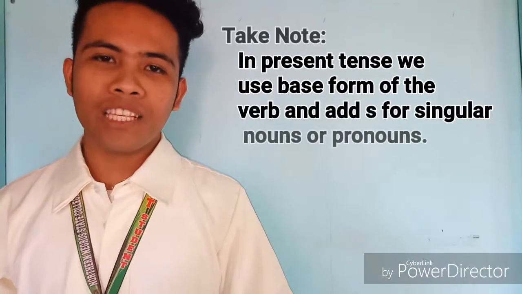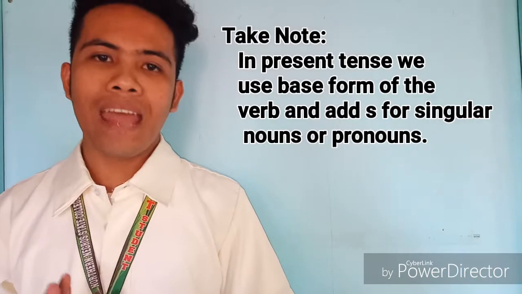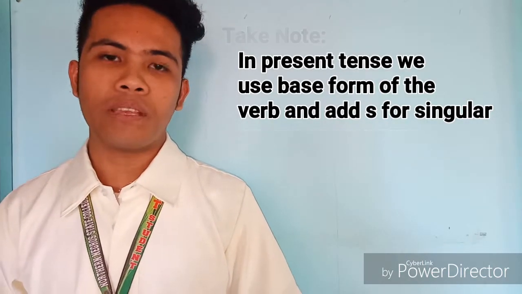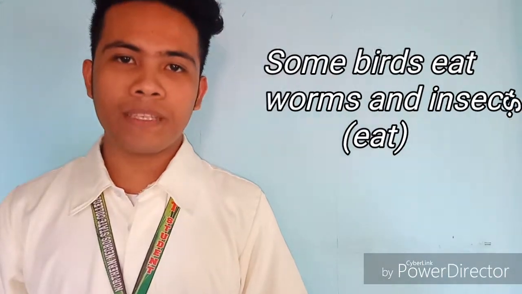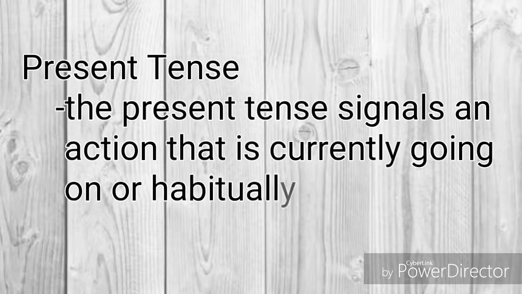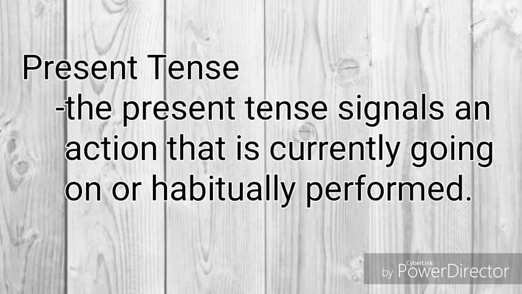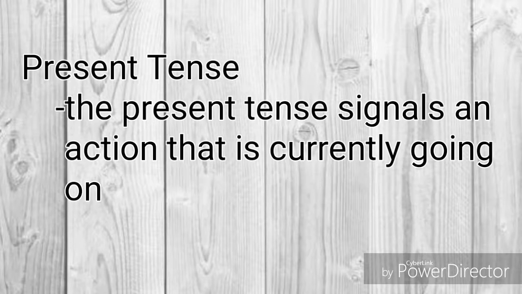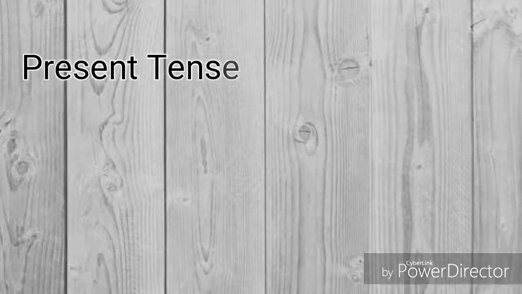Take note, in present tense, we use base form of the verb and add s for singular nouns or pronouns. Example for singular noun, he swims every day. In plural, some birds eat worms and insects. Of the verb. So let's proceed with the third tense of the verb, the future tense of the verb.